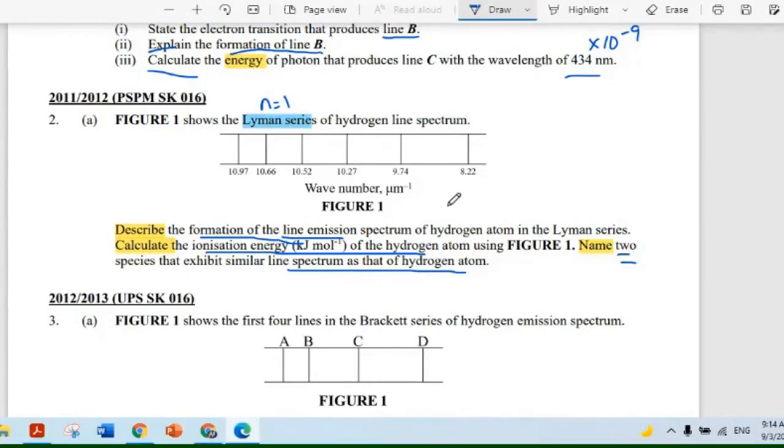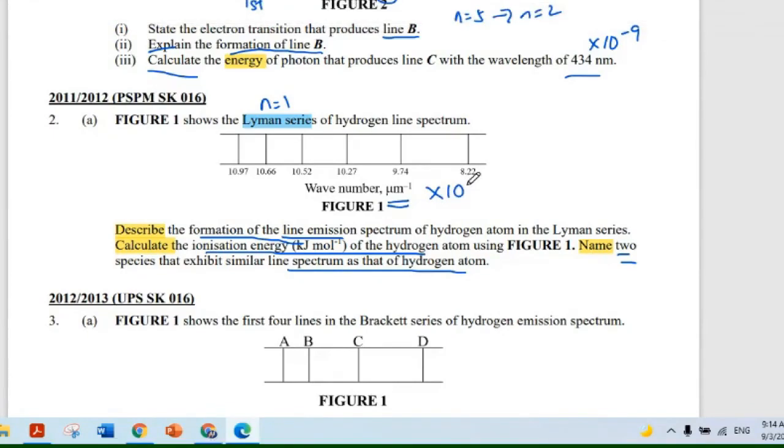Okay, this is wave number. Given is wave number, check what is the unit given. Micrometer. So if I want to change to meter, it is 1 over, or times 10 to the power of? 8? Are you sure it's 8? Micro, what is micro? 10 to the power of -6. Yes, -6. Okay, need to be alert.